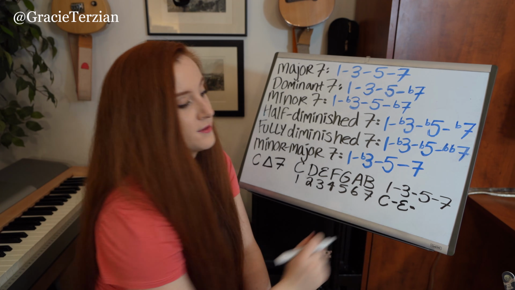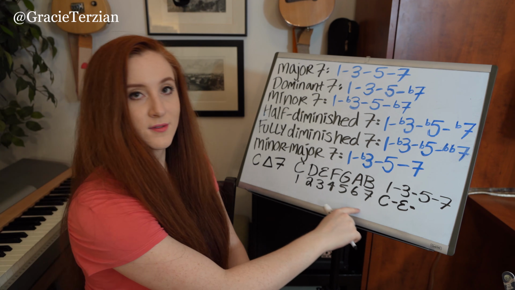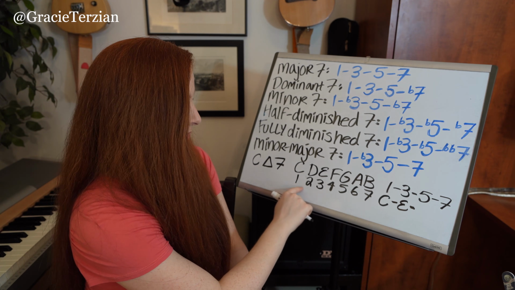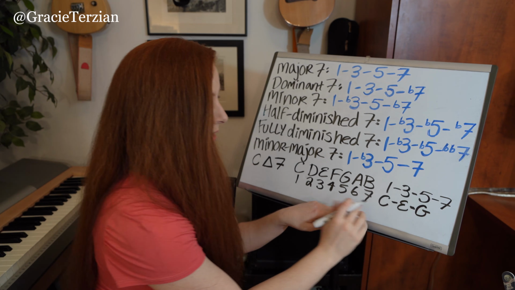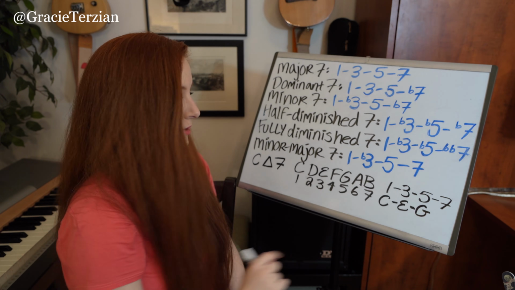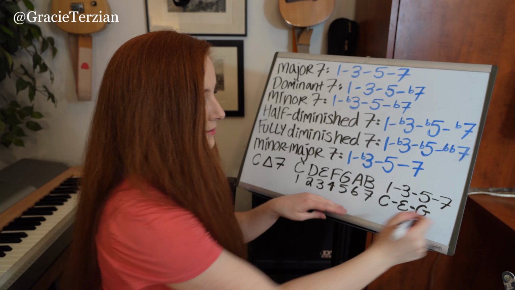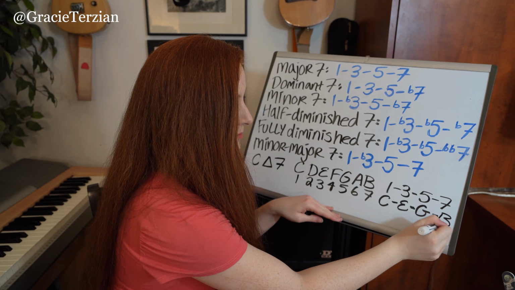Okay, what about the 5th degree? Which note is the 5th scale degree in the C major scale? 1, 2, 3, 4, 5. It's G, right? So G. And then the 7th degree is B, right? So C, E, G, and B.